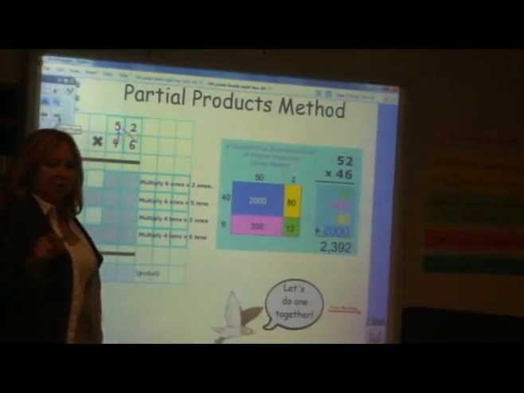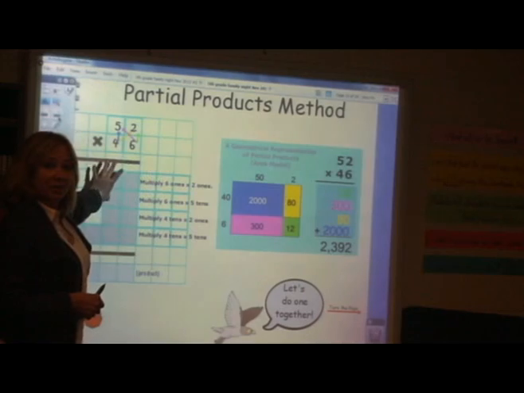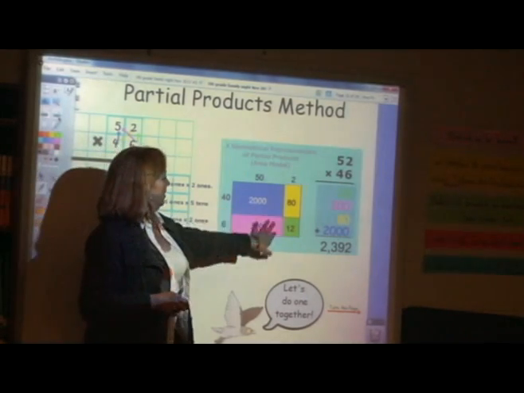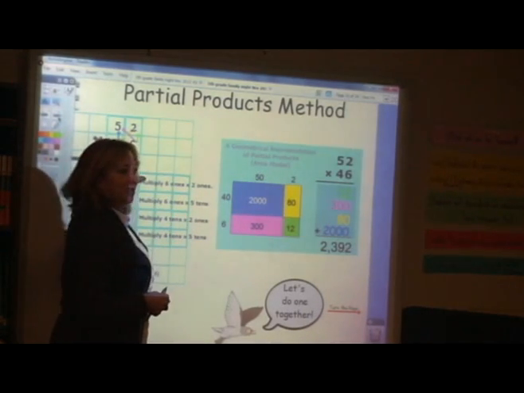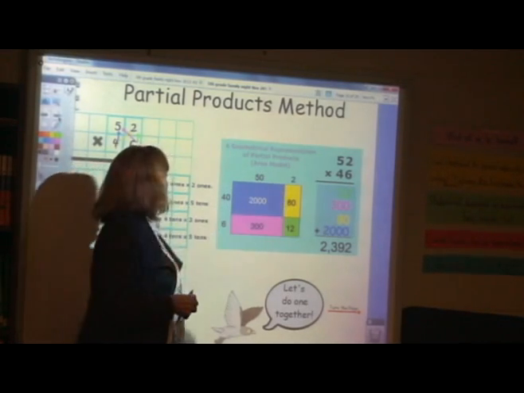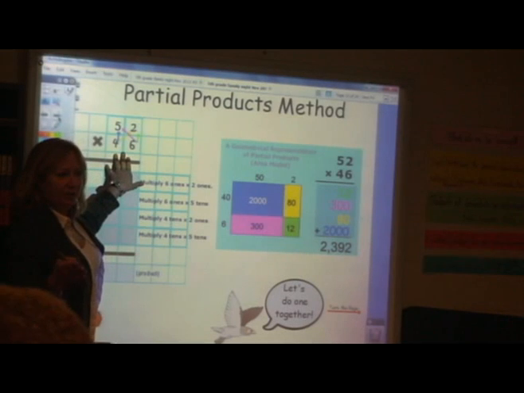Okay, now if you look at the bottom of your sheet also, you're going to see something like the partial products method, and that's what I'm going to share with you right now. This is what Ms. Gainey actually did. This is a different example. This is 52 times 46. And she showed you this representational method. If you look at this, it's sort of like the way you used to write it yourself.